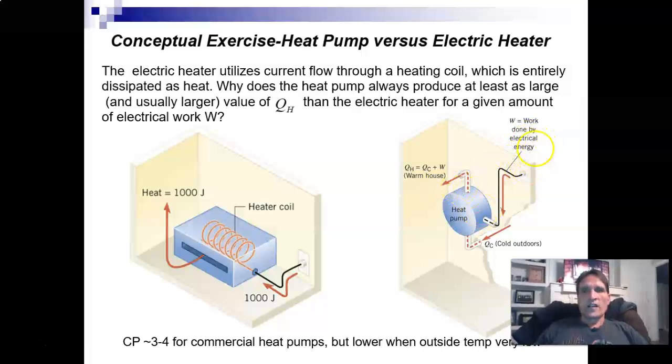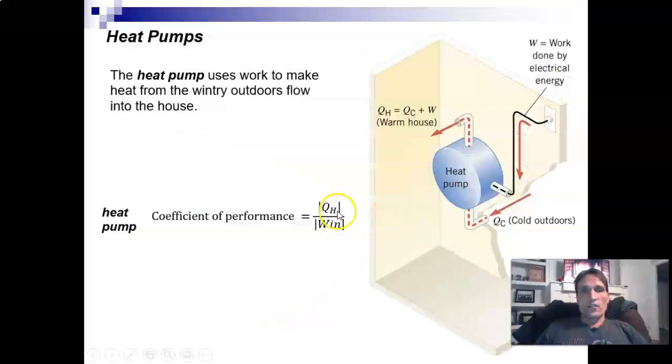So the answer is that for a given amount of electrical work, WN, a heat pump will always give you more QH, a greater QH. One way to see this is that if you have a coil here, and I put 1,000 joules of electrical energy in, basically all of this electrical energy will be converted into heat. So QH is 1,000, the work in is 1,000, and so the coefficient of performance will be 1. In other words, all of the electrical energy is converted into heat.